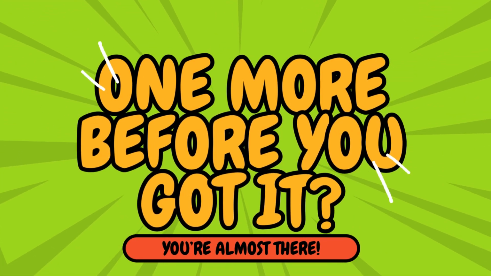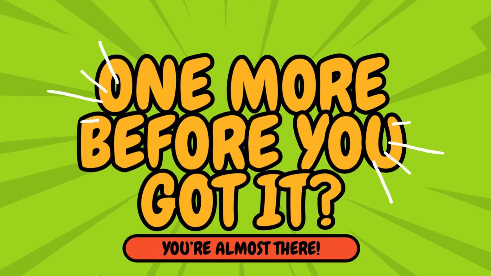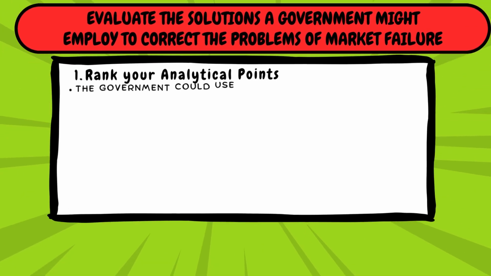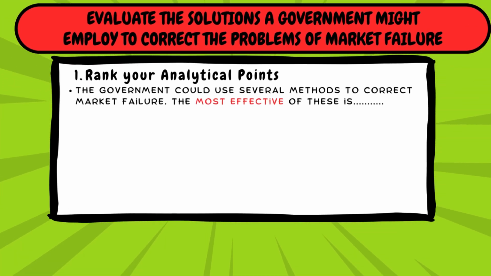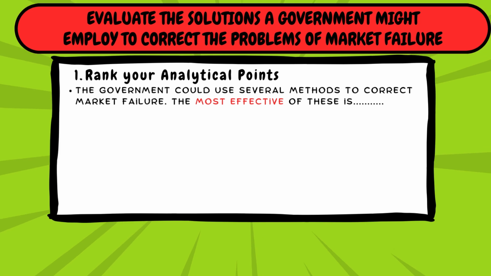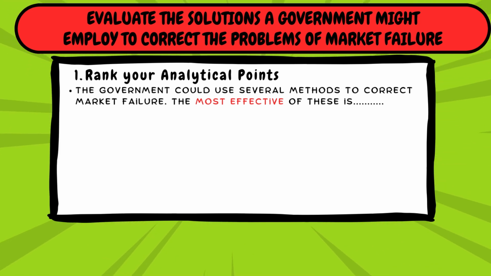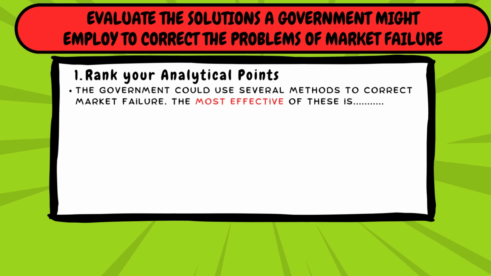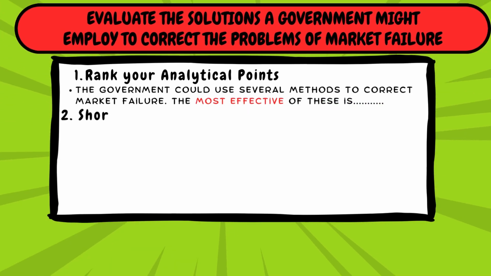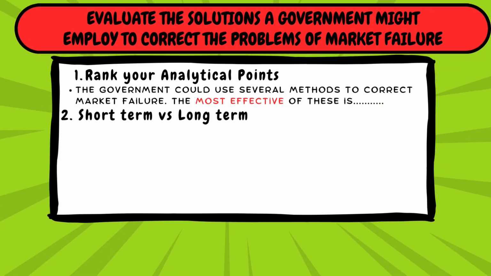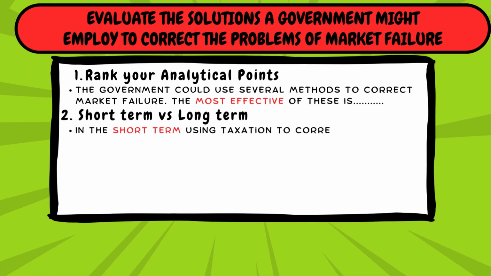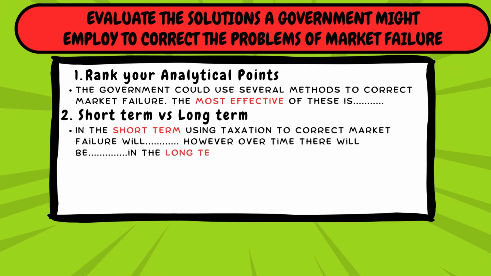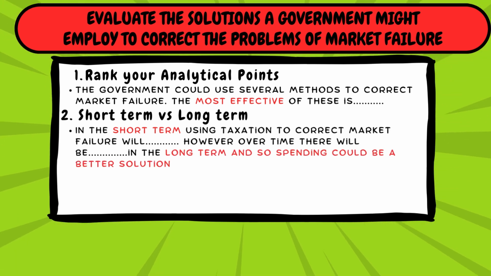Let's try one more and you'll be all ready to evaluate in your exams. Let's look at this question then. Evaluate the solutions a government might employ to correct the problems of market failure. Number 1, let's rank our arguments. The government could use several methods to correct market failure, the most important being, and off you go. Number 2, short term versus long term. In the short term, using taxation to correct market failure will, ABC. However, over time, there might be DEF in the economy, etc., etc.